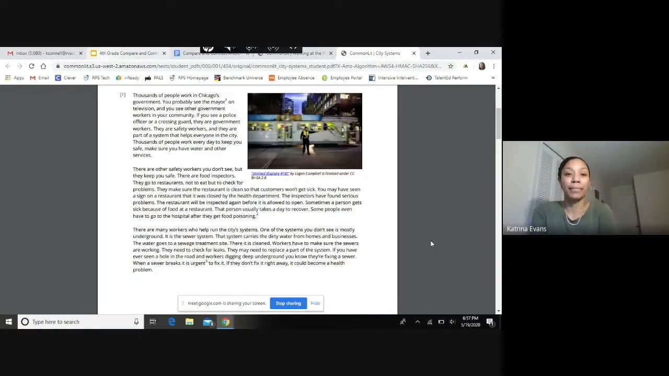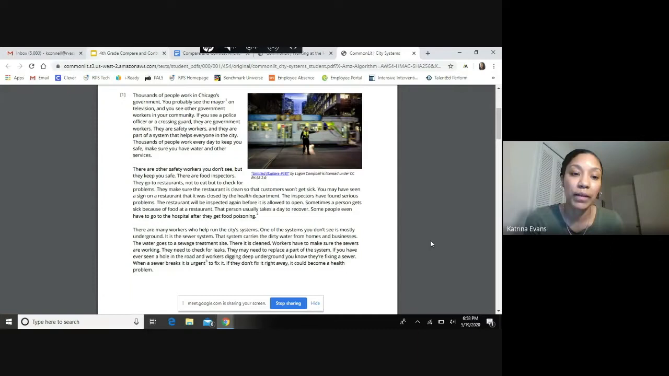Paragraph 1. Thousands of people work in Chicago's government. You probably see the mayor on television and you see other government workers in your community. If you see a police officer or a crossing guard, they are government workers. They are safety workers, and they are part of a system that helps everyone in the city. Thousands of people work every day to keep you safe, make sure you have water and other services. There are other safety workers you don't see, but they keep you safe.